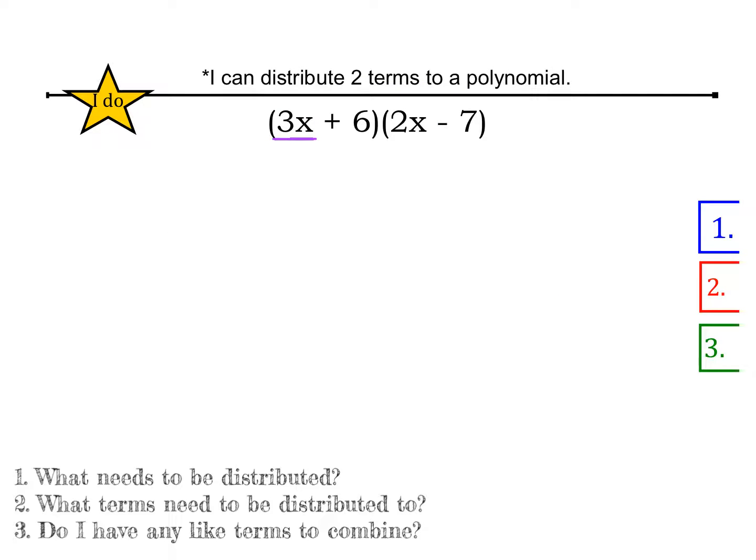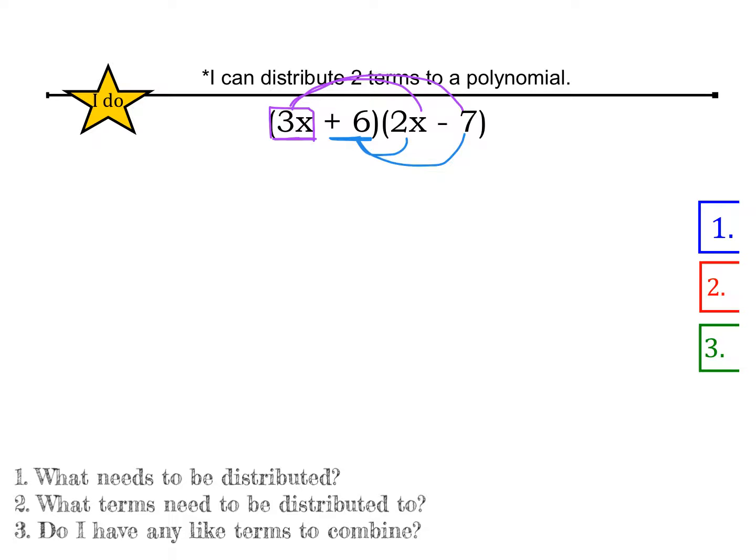So the 3x needs to be distributed and the plus 6 needs to be distributed. And what do they need to be distributed to? Well, they both need to go to 2x minus 7. So let's go ahead and do that math.